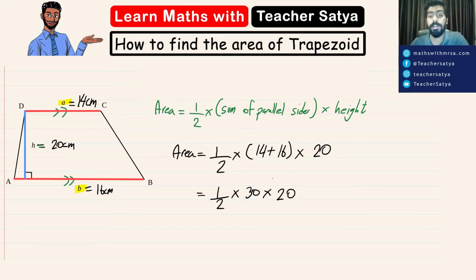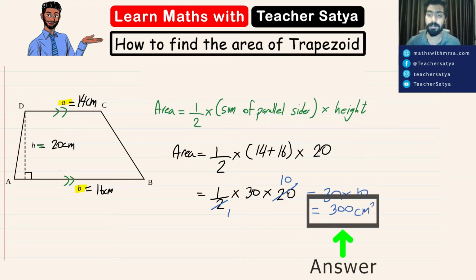Now of course in here you can either take 30 and multiply it with 20 and then divide by 2, or else you can straight away simplify it. Now if we simplify, we would have 2 will change to 1, 20 will change to 10, and we have 30 multiplied by 10, which is 300 centimeter square.